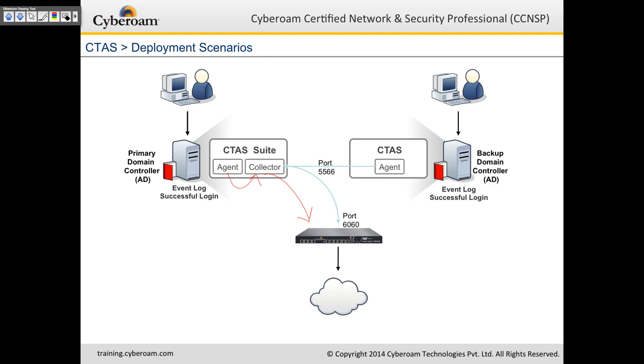Then another user comes in and logs into the backup domain controller. Now in the backup domain controller, you don't need to install the entire suite. All the agents need to do is communicate with the collector, and this agent again sends the information to the collector saying that this user logged in from this IP address at this time, and the collector again informs Cyberoam on port number 6060 that this user has logged on from this IP address at this time.